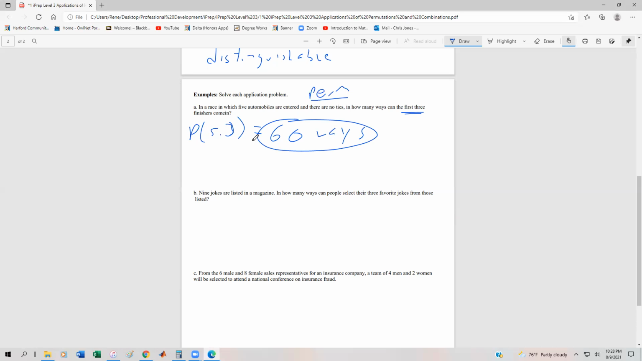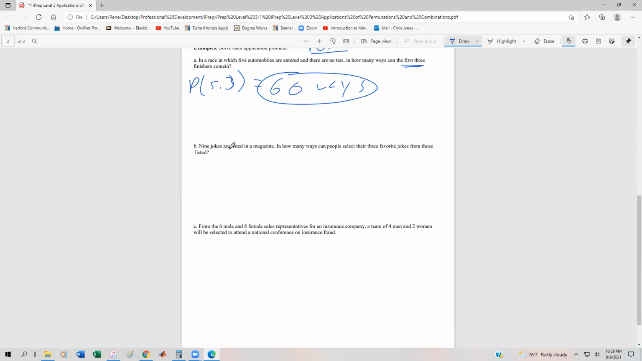Now, again, this is because we want to make sure that there are specific places. So how many ways can the first 3 finishers come in? Again, first place is different than second place is different than third place. If it just said how many ways can the racers finish in the top 3, then it doesn't necessarily matter if they place first, second, or third. But we're specifically saying how many different ways can these 5 people place as first, second, and third.